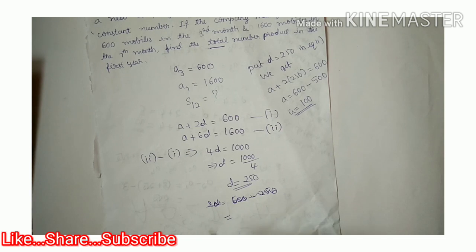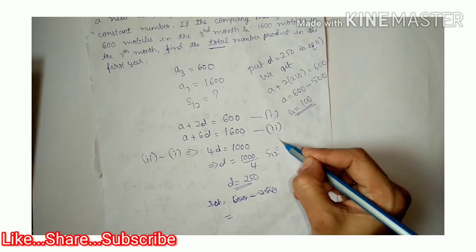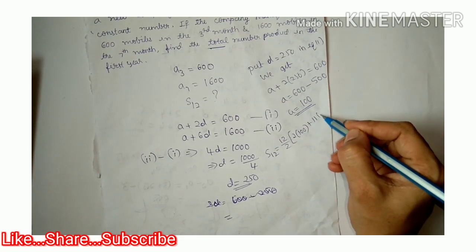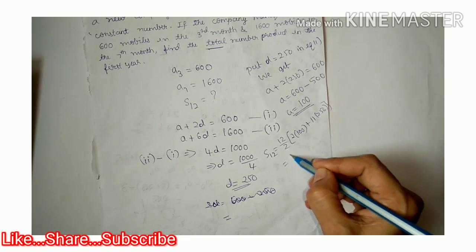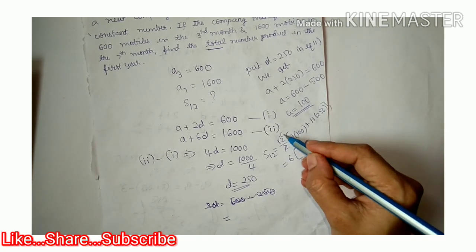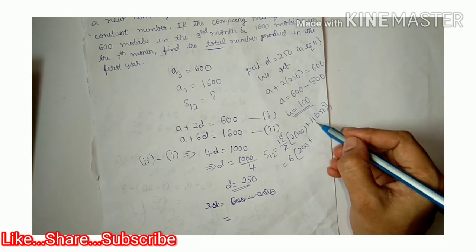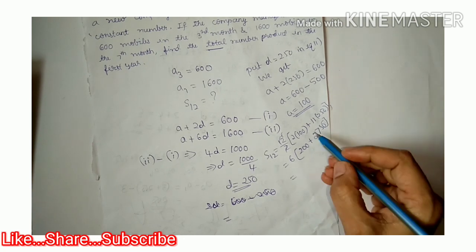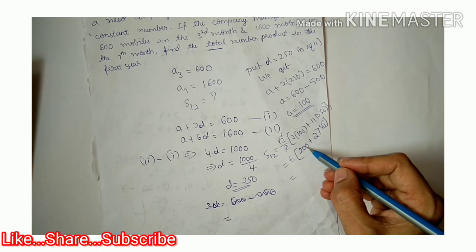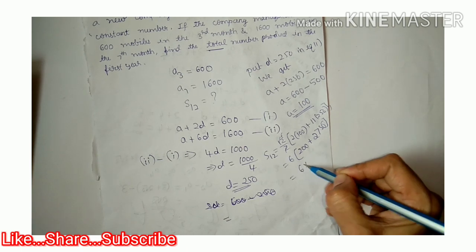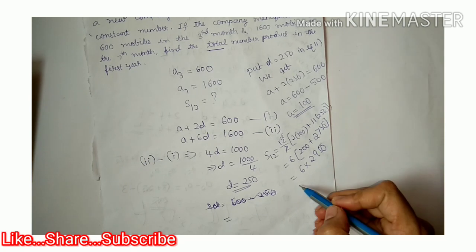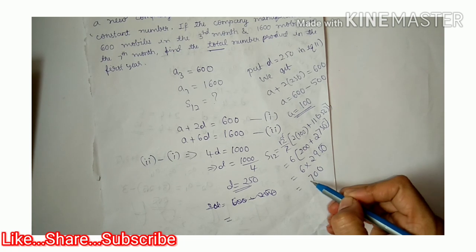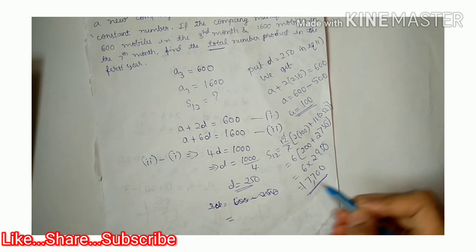Let us find S12. S12 is 12 by 2 into 2A plus 11 D, where D is 250. 6 into 200 plus 11 into 250, which is 2750. 2750 plus 200 is 2950, into 6, is equal to 17,700.